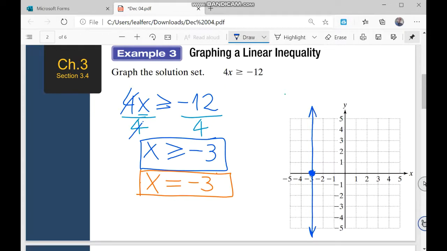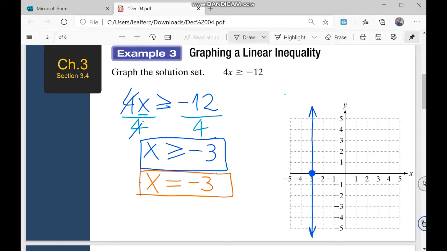This is the graph of this related equation, x equals negative 3. For every y, x equals negative 3. That means it will result in a vertical line.